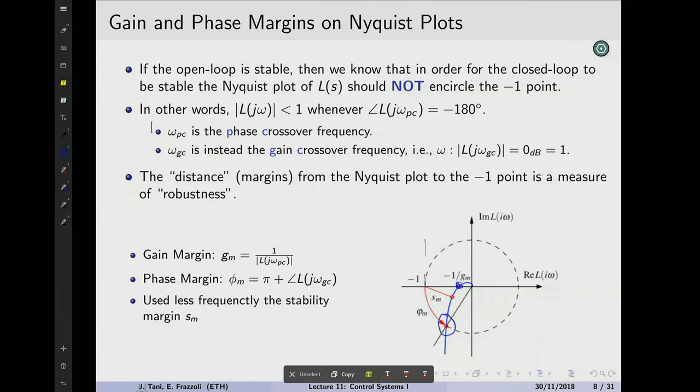So sometimes you'll see this other term, the stability margin, which is just the closest distance between the Nyquist plot and the critical point.